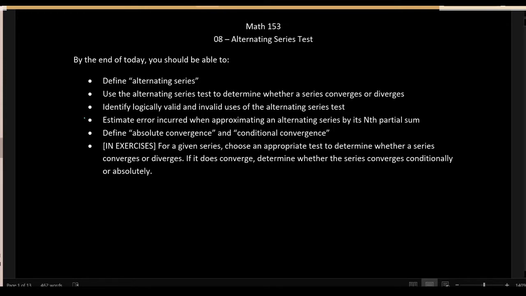Namely, we need to, first of all, talk about some ways to do estimates for the value of a series when our series is alternating. We need to talk about absolute convergence and conditional convergence, so two sub-varieties of convergence. And then finally, we're going to get some practice, both in today's video and in the exercises, addressing this conditional convergence and absolute convergence issue.